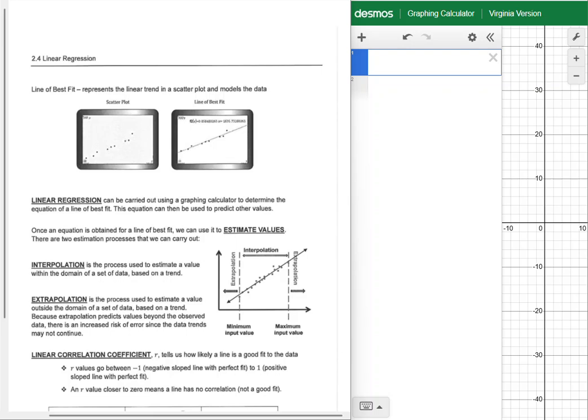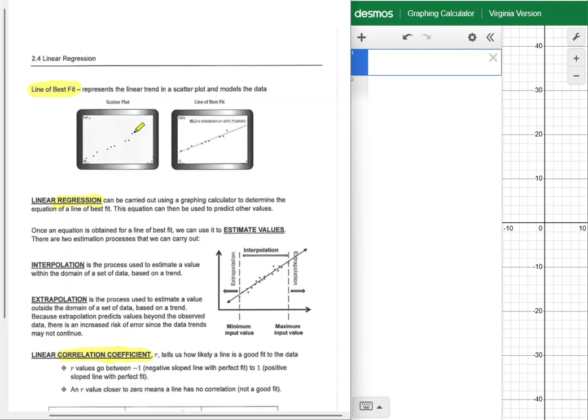Hey class, in this video we will look at linear regression. So there's a lot on this screen, but I want to highlight the main vocabulary, which is finding the line of best fit, the word regression, and the correlation coefficient. These three things I'll focus on in this video, and then we can take a deeper look in the next videos.